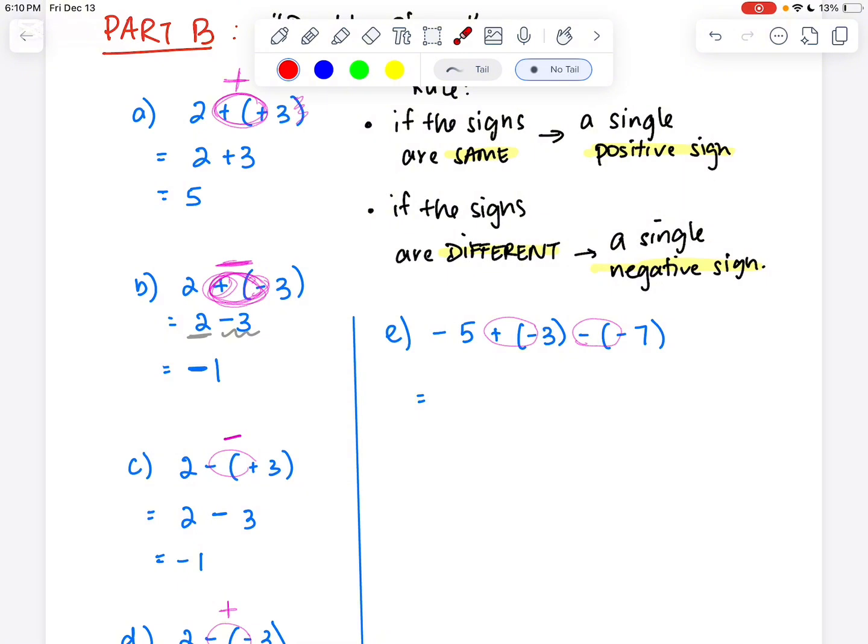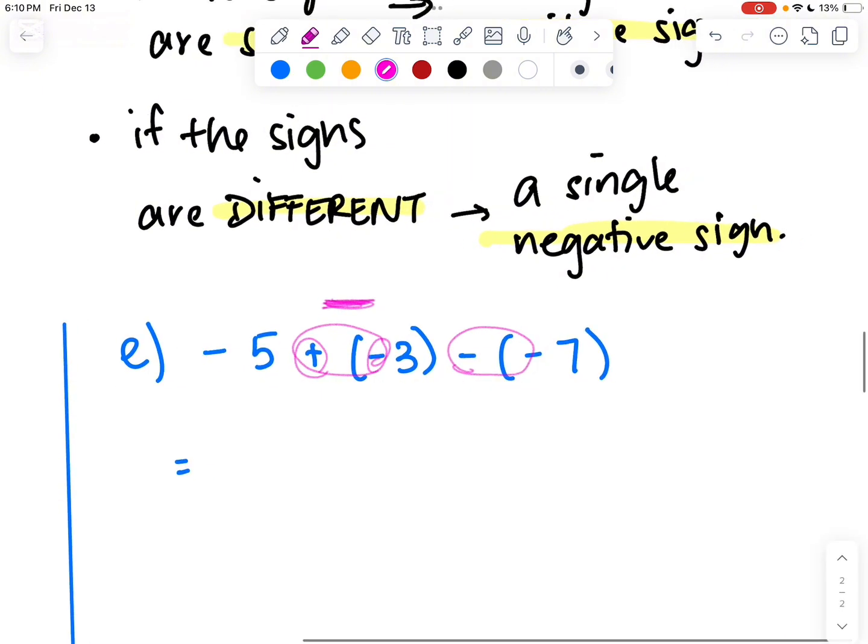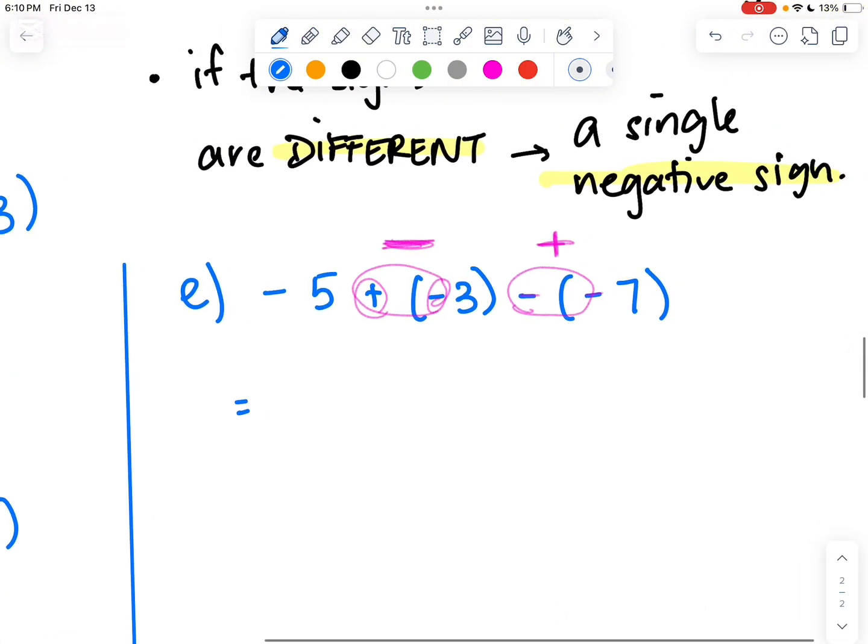So then the question might be, what do I do with this? Well, let's leave what we don't know what to do with first. What we do know is that these are 2 different signs. This whole thing collapses into a negative. These are the same signs. This whole thing collapses into a positive. So now I can rewrite it.